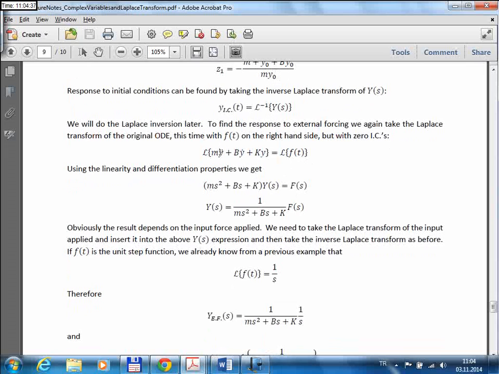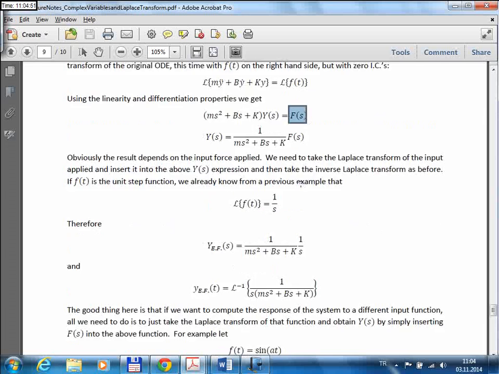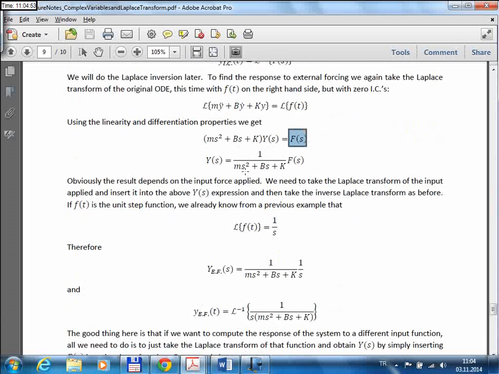Okay, so we don't have these y0 dot terms for this one. So the left hand side is this, and the right hand side is the Laplace transform of f of t. Let's just call it f of s for the moment. So from here we get the response of the function in S domain through this relation.